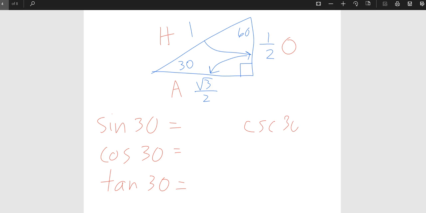cosecant 30, secant 30, cotangent 30. So that's fine. Yeah, and you're right, exactly. What do we got for the sine? 1/2. Incidentally, let's go over to the right here. Give me the cosecant that goes with it. 2.